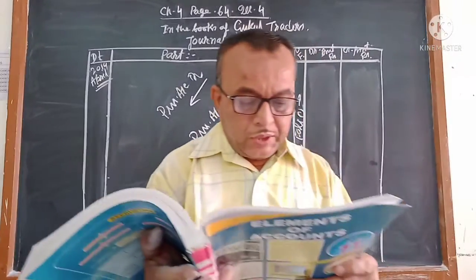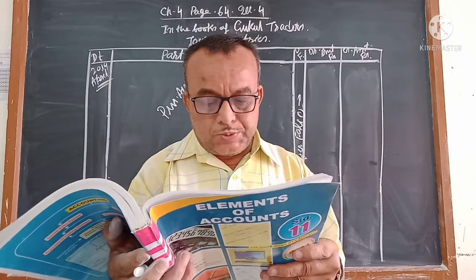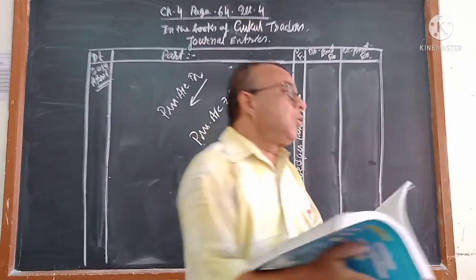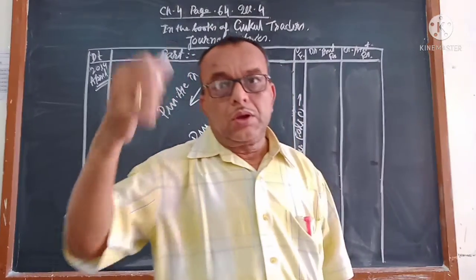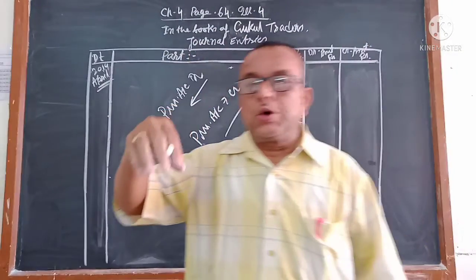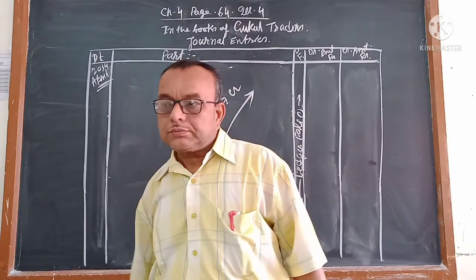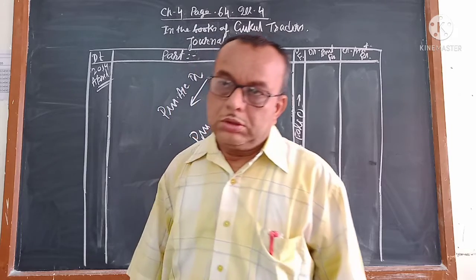The 10th one, electric weight machine purchased for rupees 450. Electric weight machine is tola, where you are putting the goods for measuring the weight. Tola.